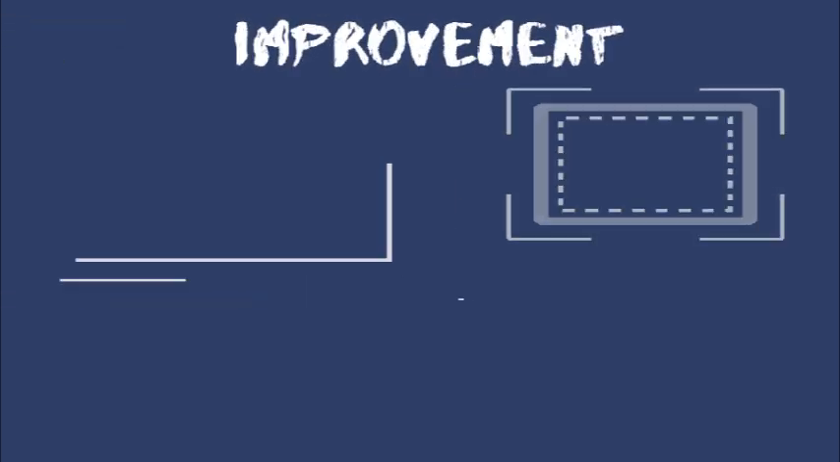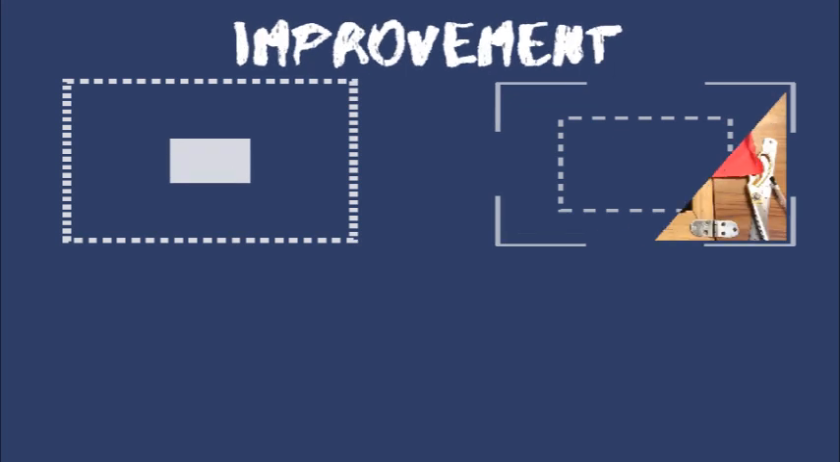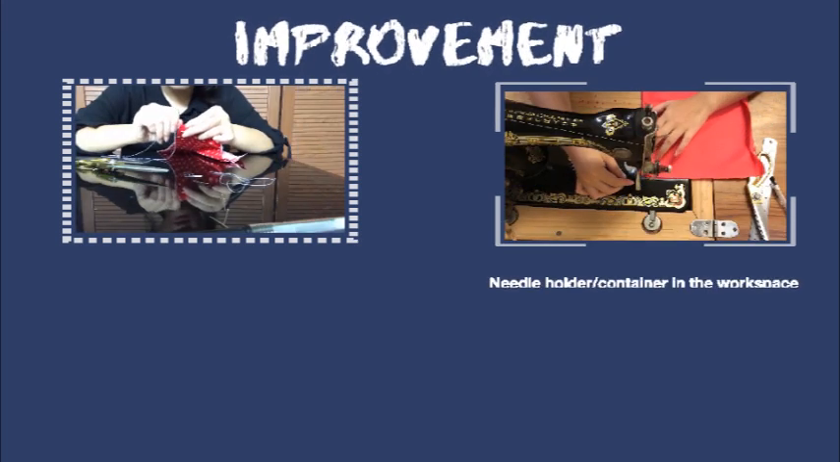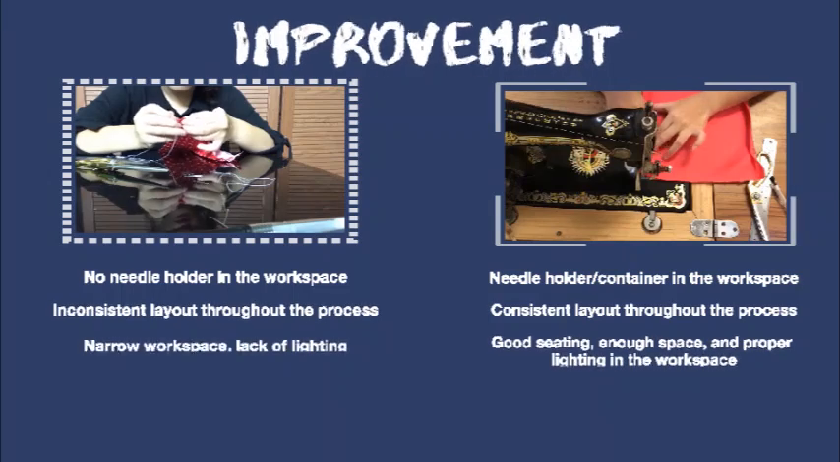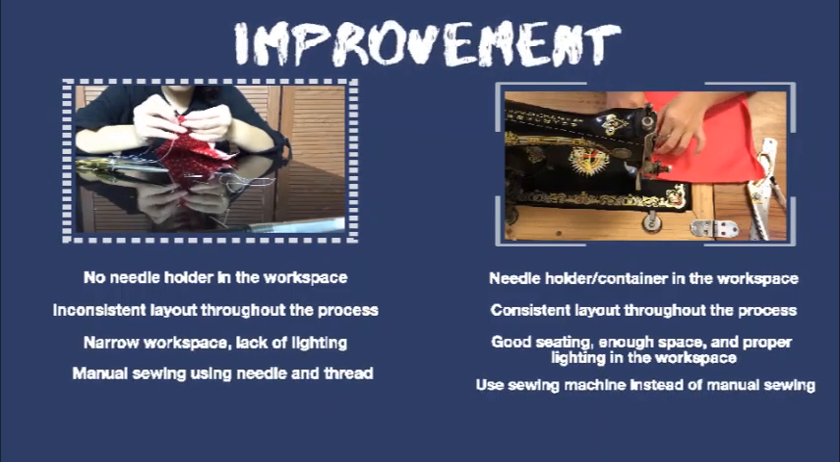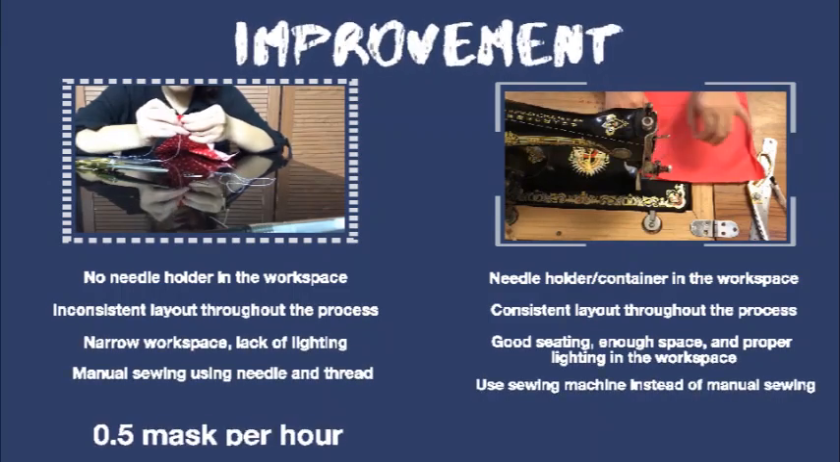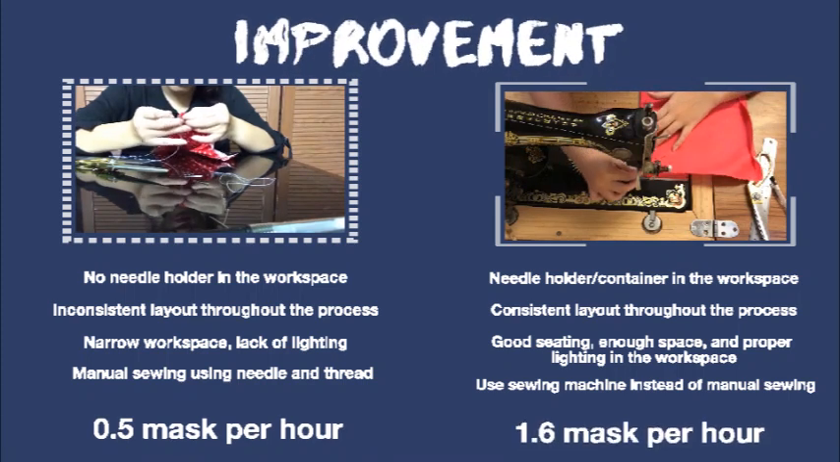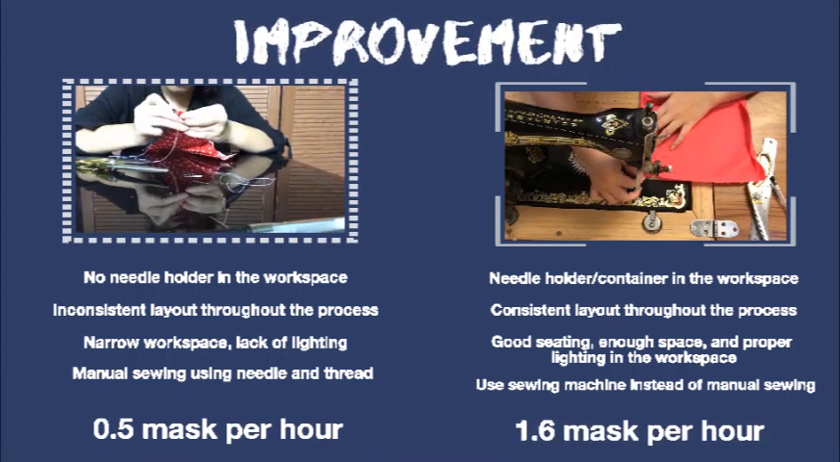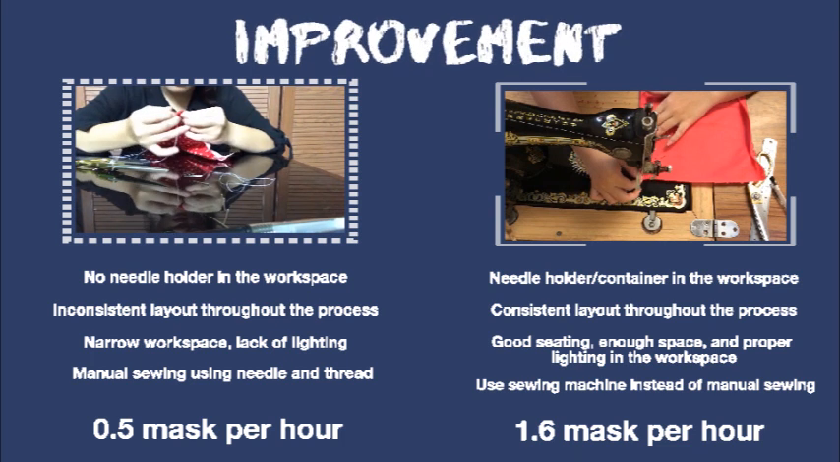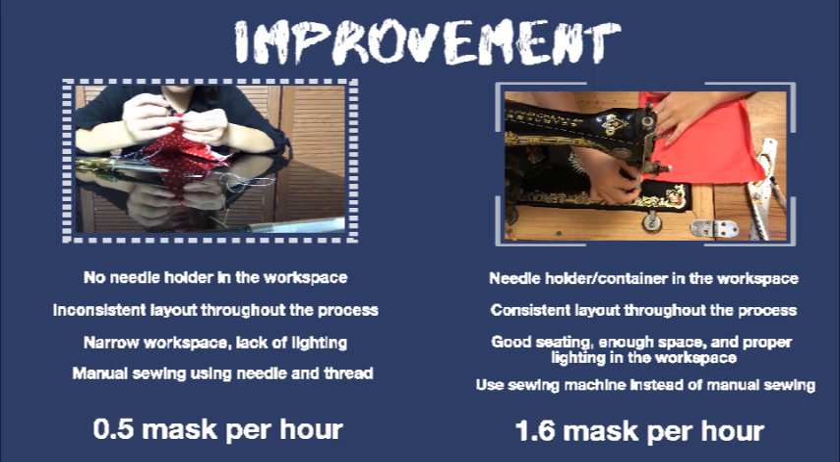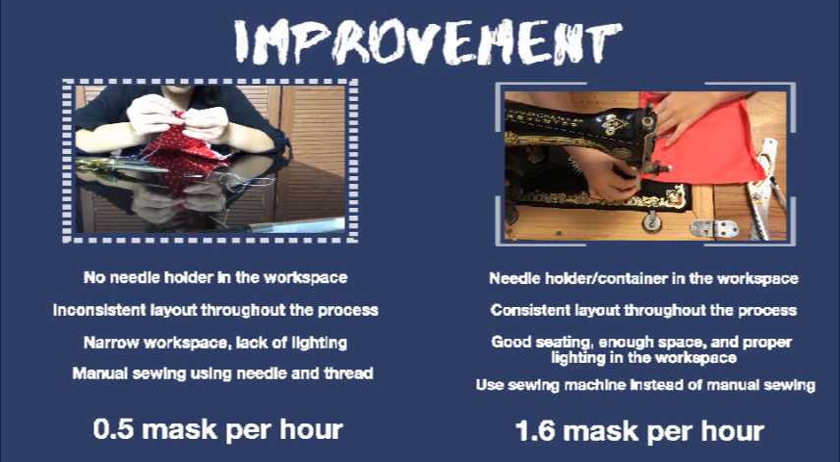After further analysis and consideration, we decided to give Nia an improvement. So here's the analysis of before and after improvement. On the improved side, we added a needle holder or container, maintained a consistent layout, gave Nia good seating, a wide workspace, and proper lighting, and finally, a sewing machine is used instead of manual sewing. This resulted in a significant increase in productivity, leaping from 0.5 masks per hour to 1.6 masks per hour.